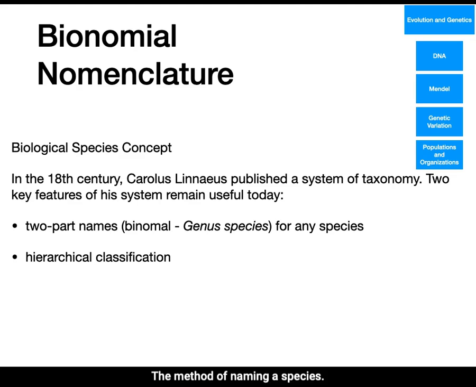The method of naming a species we now use, binomial nomenclature, was developed by Carlos Linnaeus. The first part of the binomial name is the genus, and the second part is the species. By convention, the genus and species names are in Latin. When we write the binomial nomenclature name for an organism, the genus is always capitalized, and the species is always lowercase. And the binomial name is always italicized or underlined.